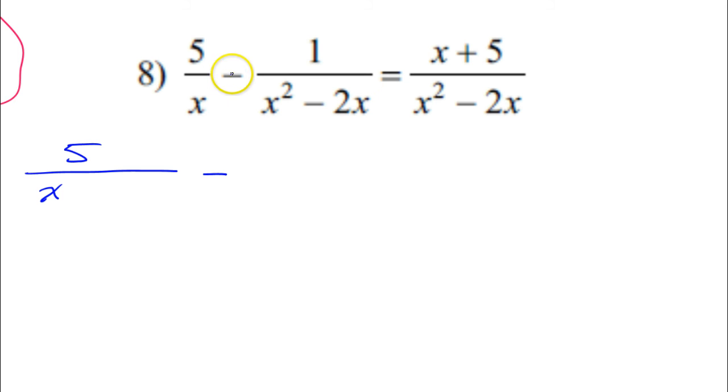See this negative? I'm going to go ahead and put it up here on the 1. So I'm going to make this a plus, put that negative up here immediately. So there's that negative 1 now. There's a common factor of x. So if you pull out the GCF, that's x times x minus 2.